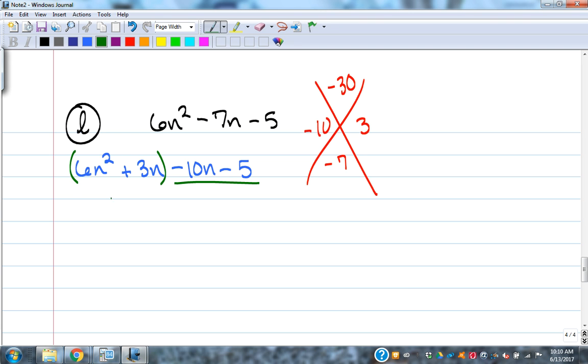6n squared and 3n have 3n in common. That'll leave you 2n plus 1. And the second group, I've got a minus sign, so I know I'm going to pull out a minus. 10 and 5 have 5 in common. That'd be 2n. Negative 5 times what gets me negative 5? Positive 1. And what do you know? The parentheses match. That's what I want to have.